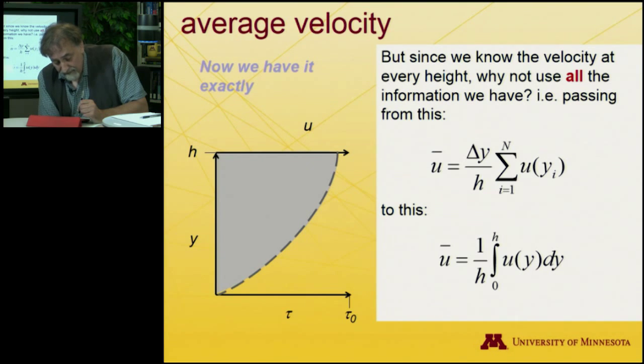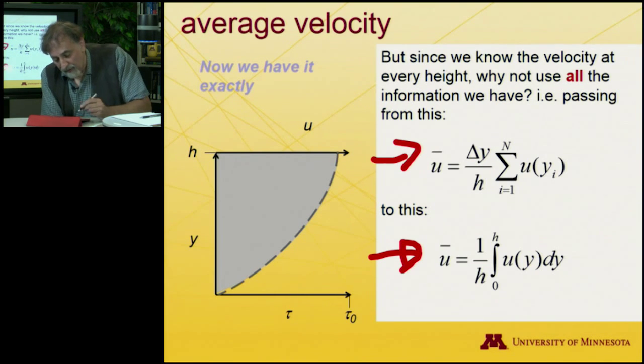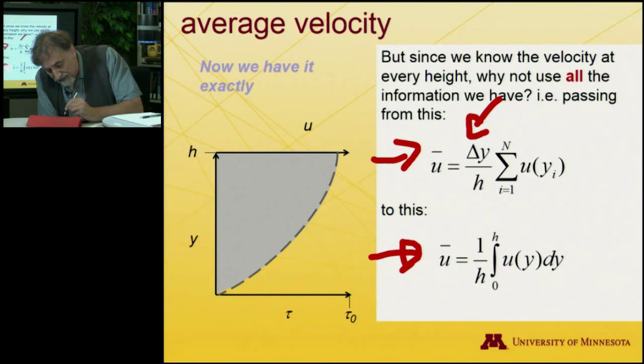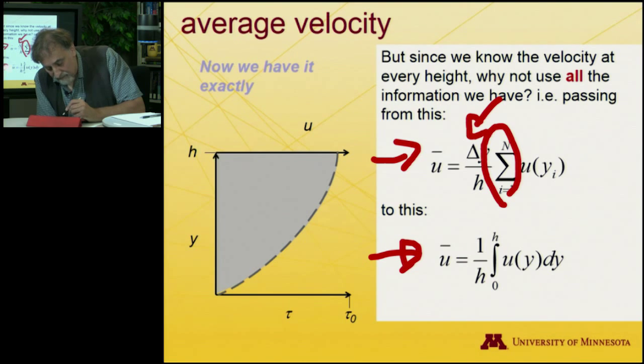So if we pass from this sum here to the integral by making delta y go infinitesimally small, we just take this little delta y, swap it inside, swap it to the right, and replace our sum with an integral. And lo and behold, this is calculus 1, and you've gone from a sum to an integral, and we represent the average velocity by an integral of velocity over height.